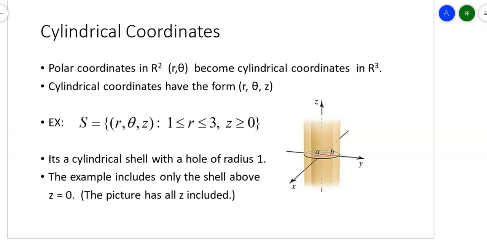So this set of r, thetas, and z's includes r's between 1 and 3 and z's that are greater than 0. So you're going to have a little hole here and then a circle on the outside. And so you're going to include that piece there, but only from this plane up, right? Not that piece down the bottom. What do you have? You have a cylindrical shell that has a hole that has a radius of 1. That's what you get in cylindrical coordinates when you look at something like this, S of r, theta, z's, where the z's are positive and the radii are between 1 and 3. The theta is not given, so to create that whole circle, we would go from 0 to 2 pi.